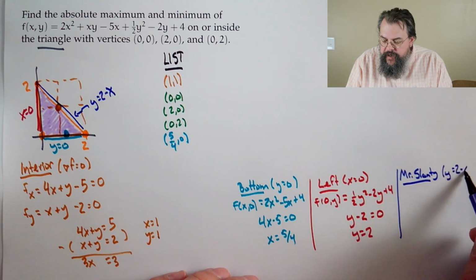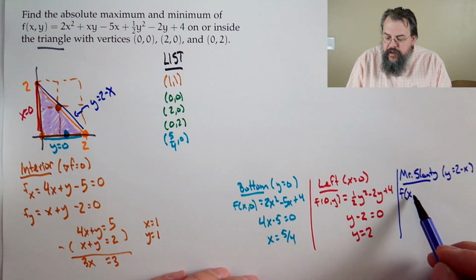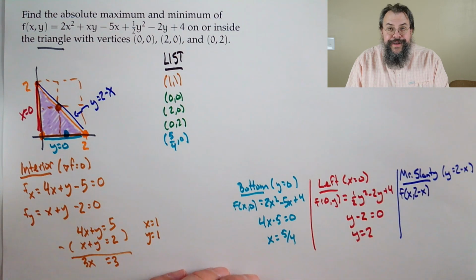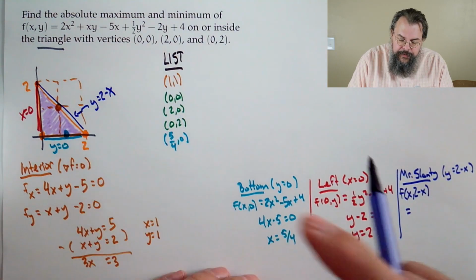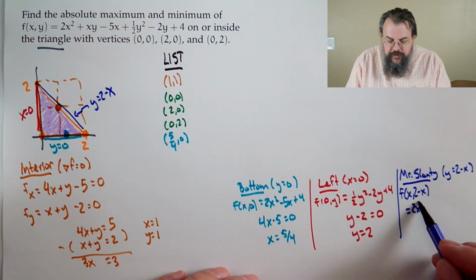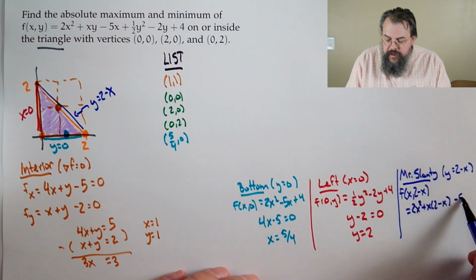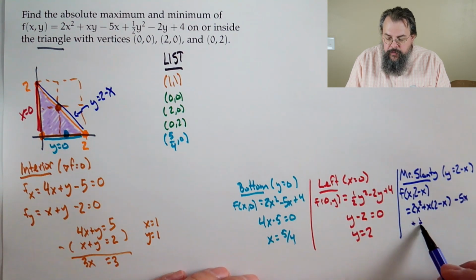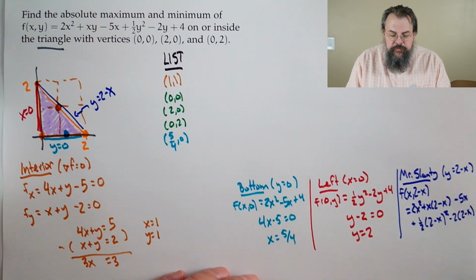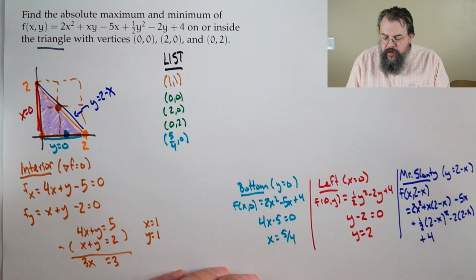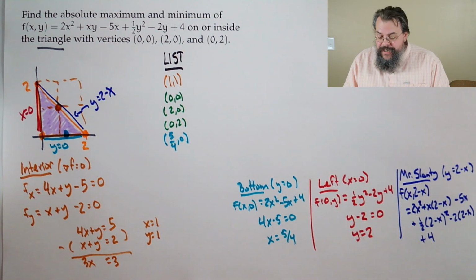So y equals 2 minus x. What we can say is our function becomes f of x comma 2 minus x. This should be interesting. So let's just work it out: 2x squared plus x times (2 minus x), minus 5x, plus 1/2 (2 minus x) squared, minus 2 times (2 minus x), and plus 4. That's the function. Let's keep cleaning it up.